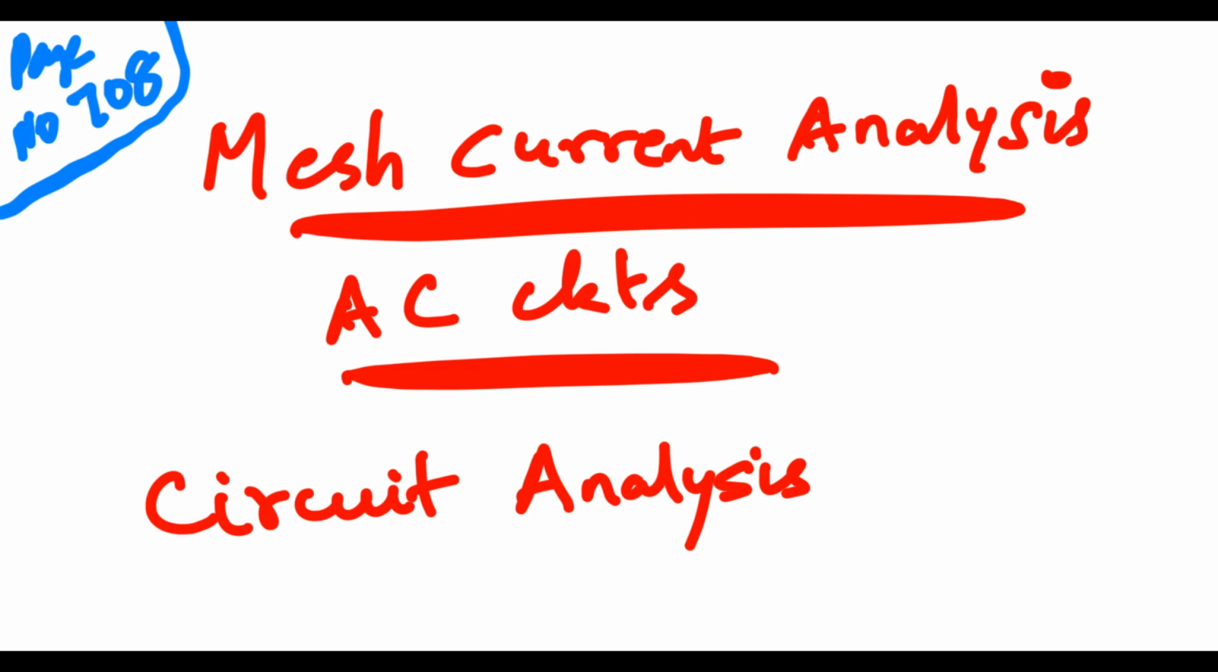Mesh current analysis, AC circuits. In this video, we see two-mesh AC circuits. That is important. That has one supply and two meshes, with resistive, inductive, and capacitive elements. That circuit is.